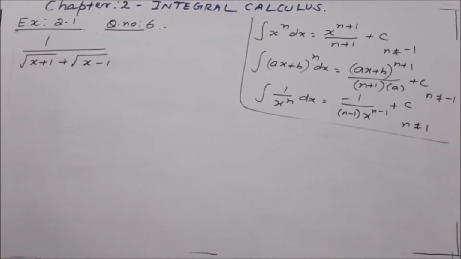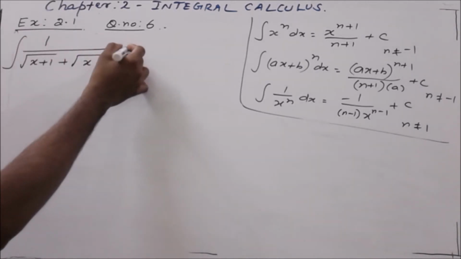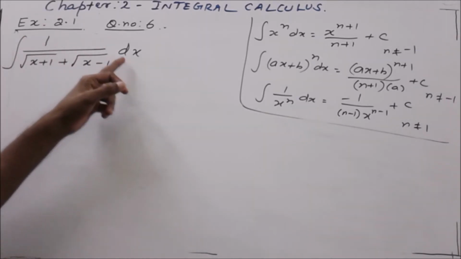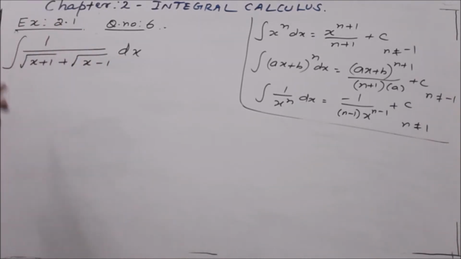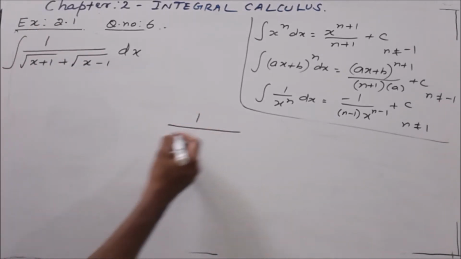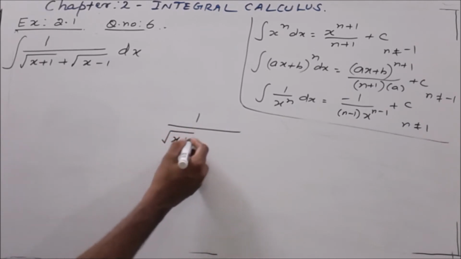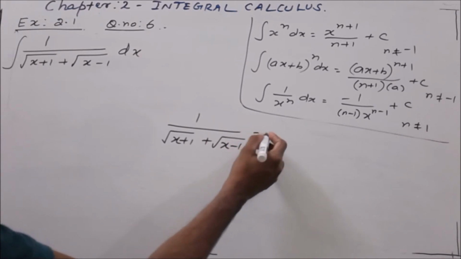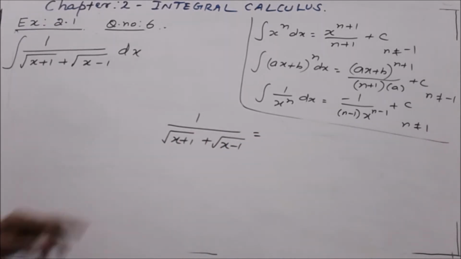Before integrating this, dx should be applied. This is the integral symbol and this is the integrand. This is the required function to integrate. Here, simplify this function by taking its conjugate. You are all familiar with this type of simplification.